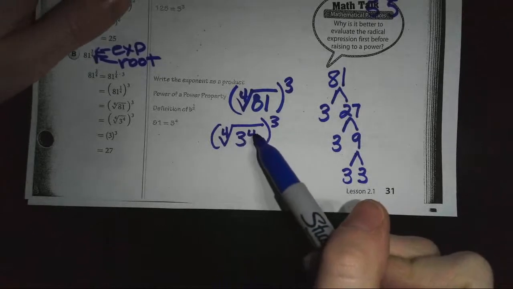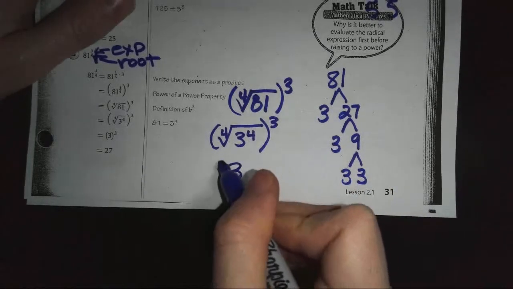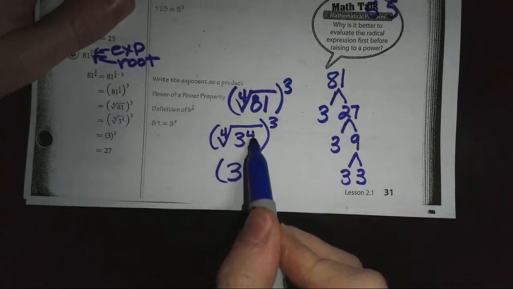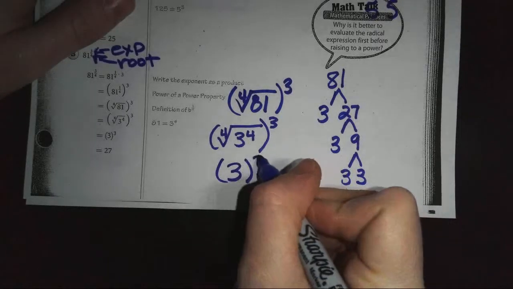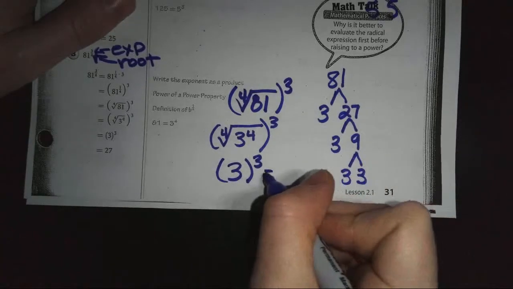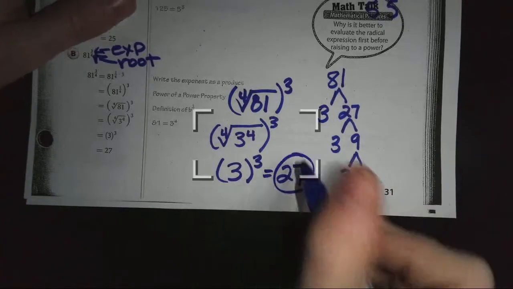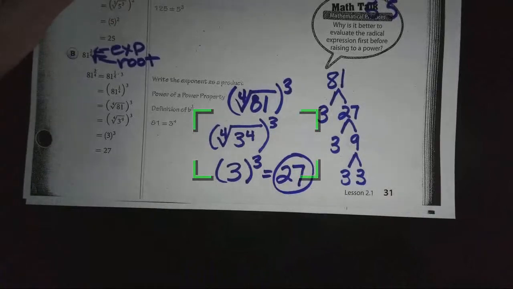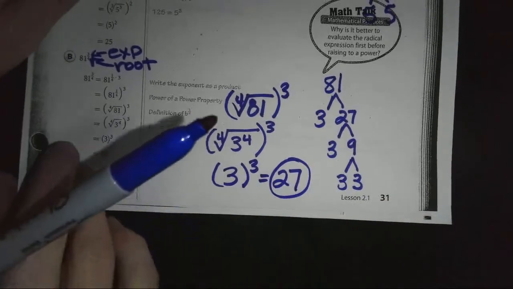Well, in order to get 3 to the 4th power, I had to take 3 to the 4th power. My 4th root and my 4th power cancel each other out. And then it's cubed. 3 to the 3rd power is 27. So 81 to the 3/4 power is 27.